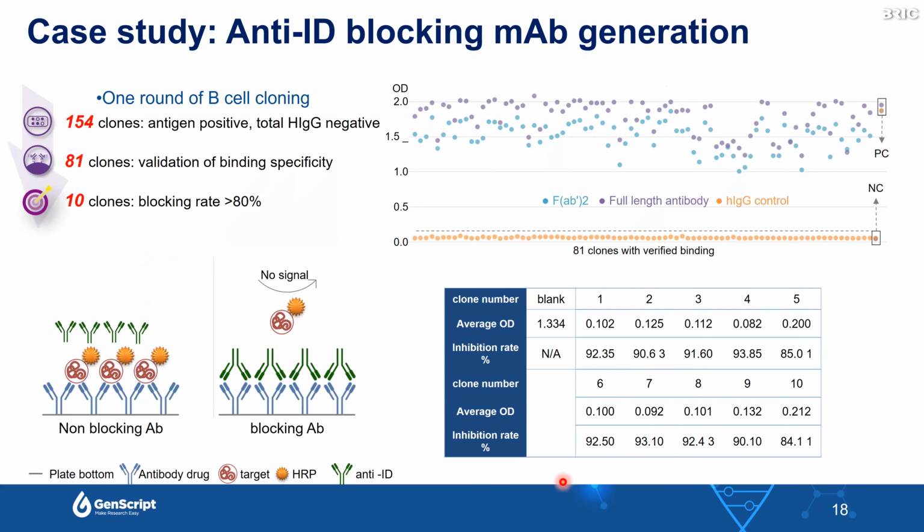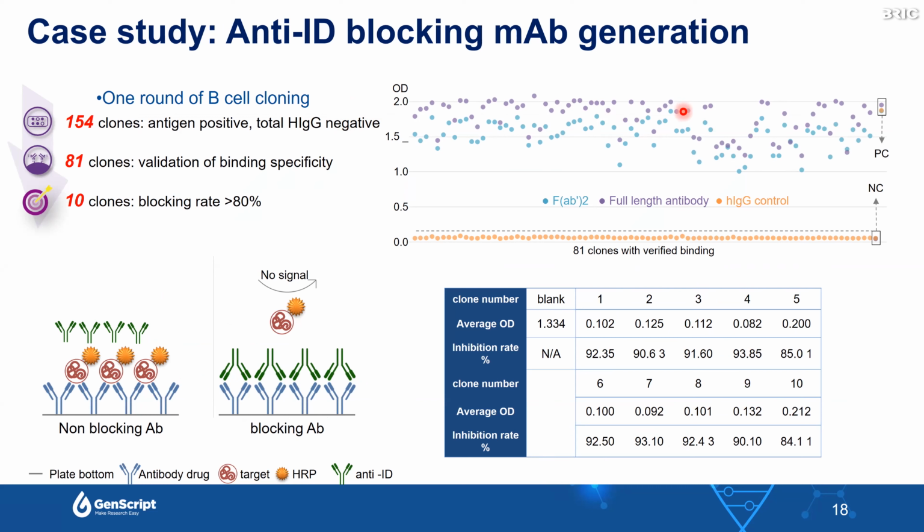This is an anti-idiotypic blocking antibody generation case from our GenScript. The drug FAB2 immunogens were injected into the rabbits. From one round of B cell cloning, we were able to obtain 154 antigen-positive clones, and human IgG1 was used as a negative control.